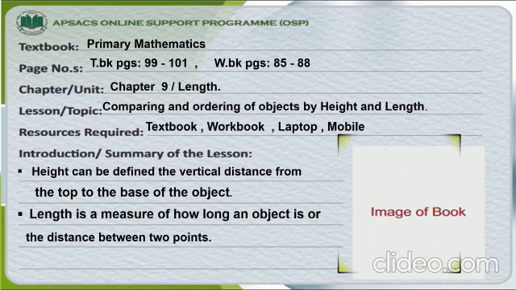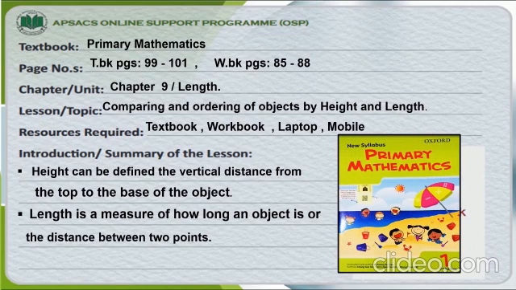Your textbook is Primary Mathematics and the pages which we are going to cover today are 99 to 101 and the workbook pages are 85 to 88. And the chapter is 9. The name of the chapter is Length. Topic is comparing and ordering of objects by height and length. The resources which you are required are textbook, workbook, laptop and mobile.